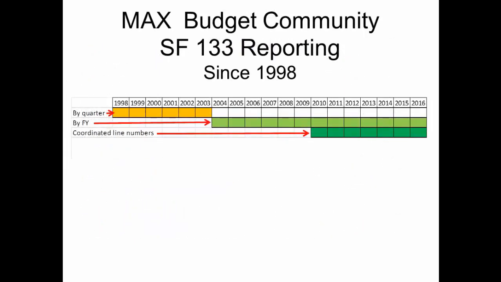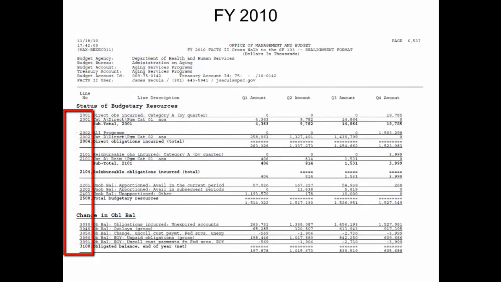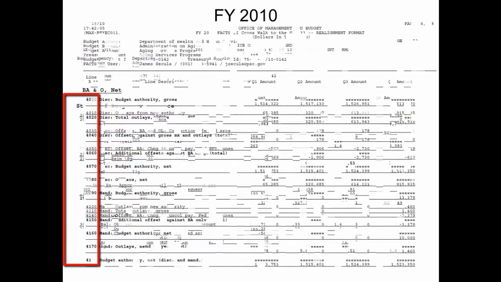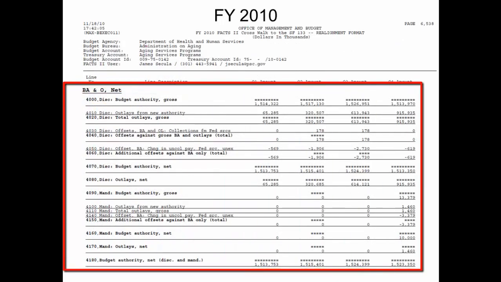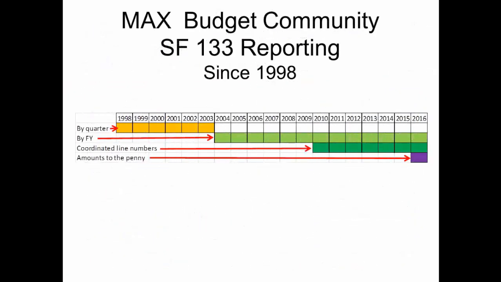By fiscal year 2010, the line numbers changed significantly in order to coordinate with the President's budget. Note the change in the line numbering. And the addition of the BA and Outlays net section. Finally, the most recent change occurred in fiscal year 2016, amounts to the penny.